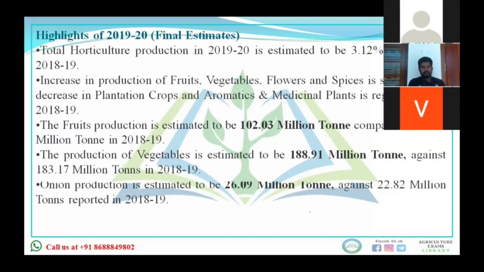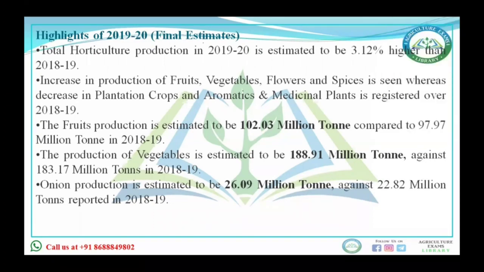Now let's see some highlights of the final estimates of 2019-20. Total horticulture production in 2019-20 is estimated to be 3.12% higher than 2018-19. An increase in the production of fruits, vegetables, flowers, and spices is seen, whereas there is a decrease in the production of aromatic and medicinal crops as well as plantation crops. Okay, this is as we compare with the 2018-19 production data.